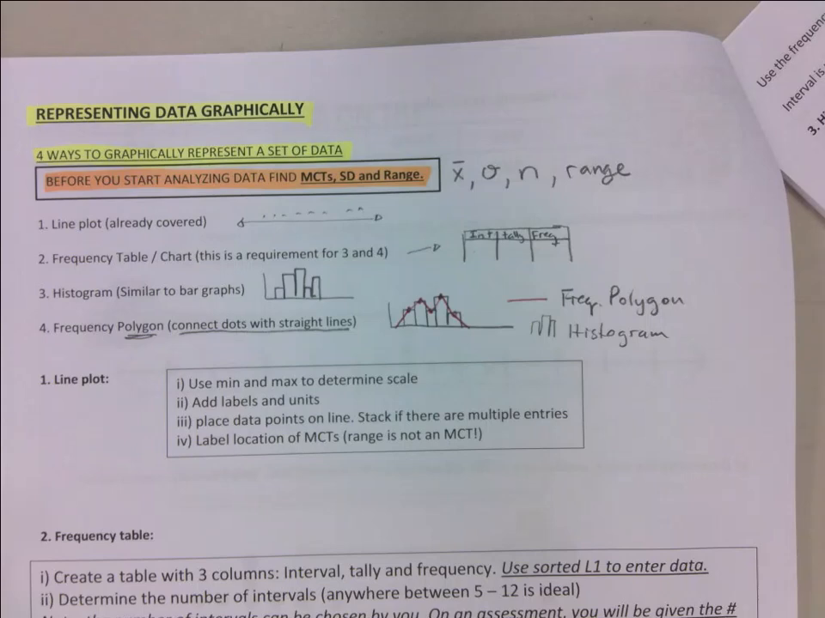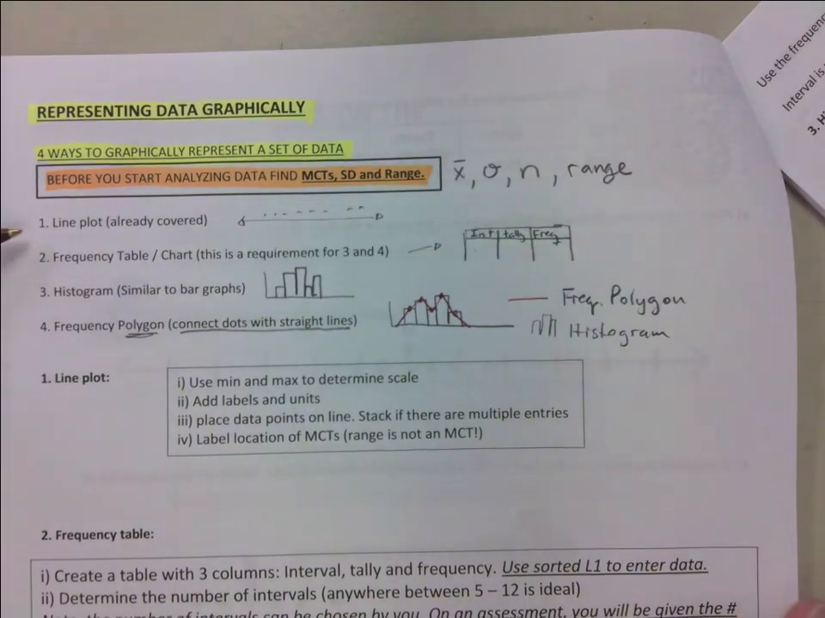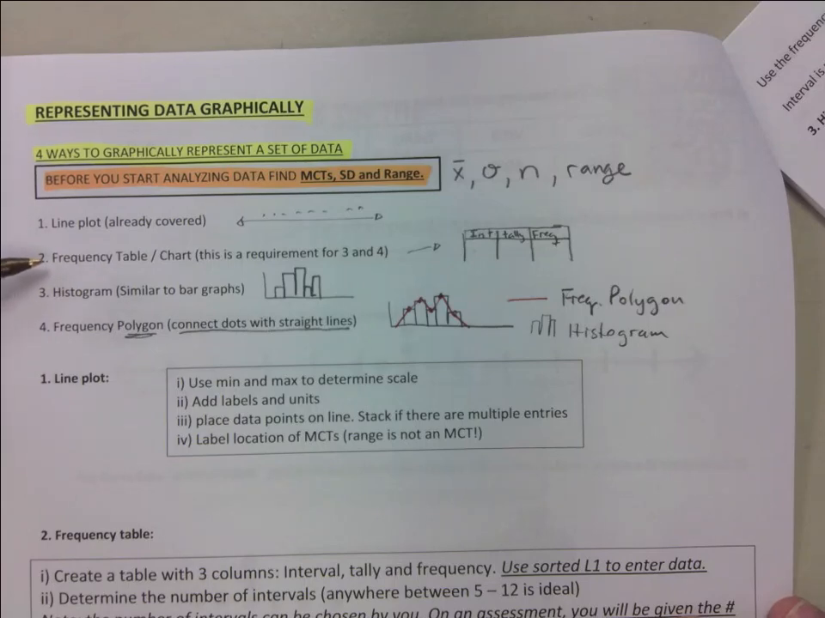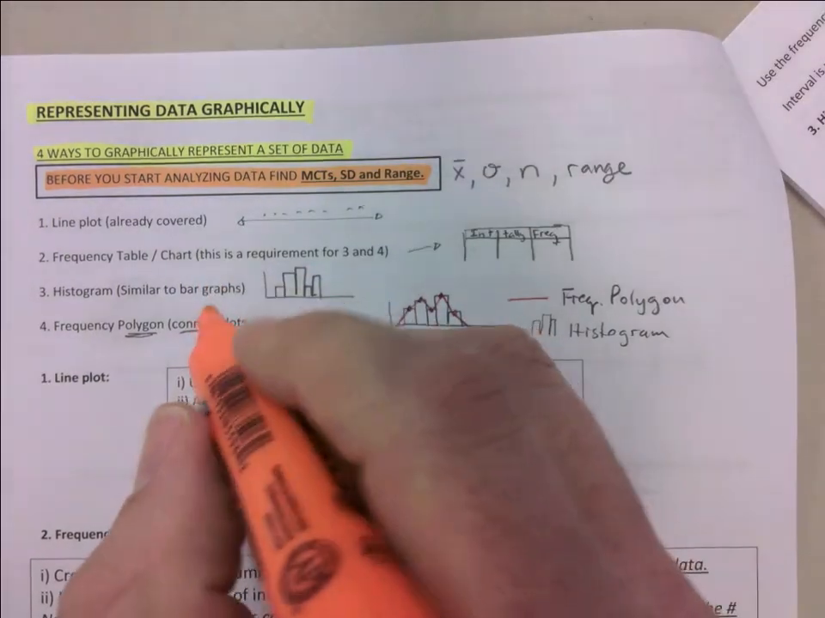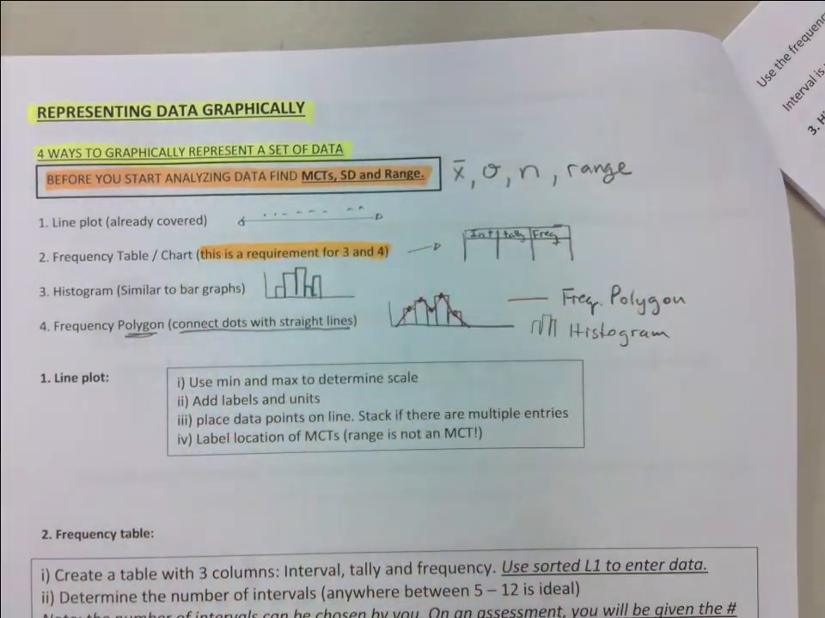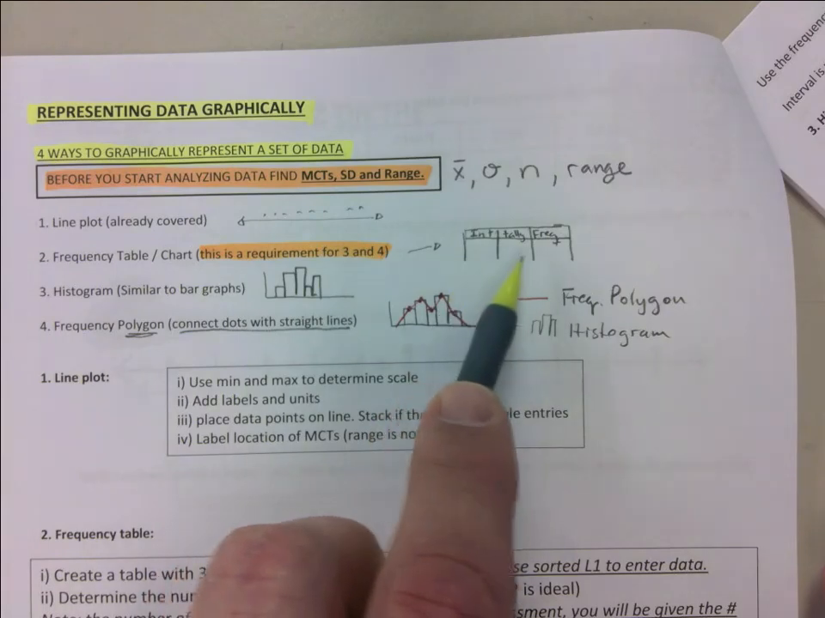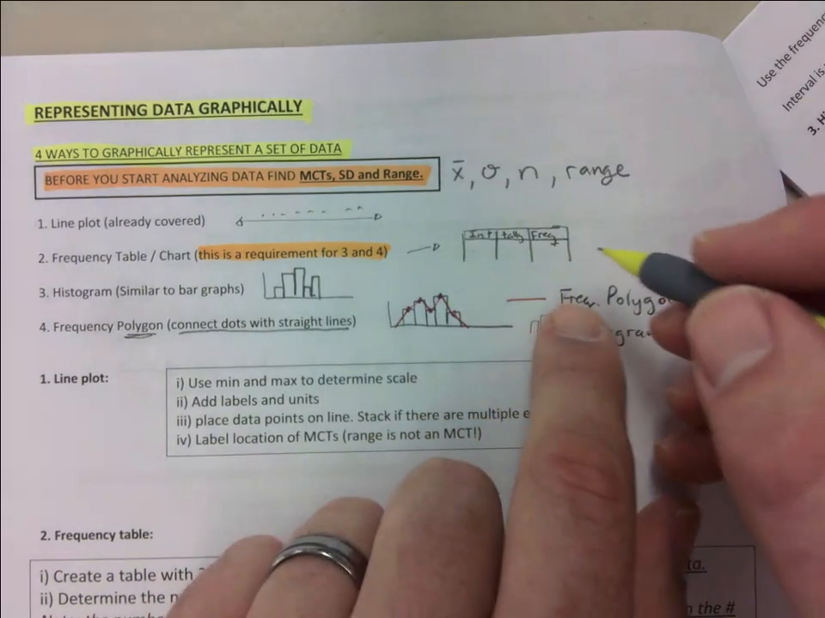I will actually say this, maybe you can think of it as really 3 ways to represent this graphically: a line plot and a frequency table. You need a frequency table to create these 2, right? This is a requirement for steps 3 and 4, so I will also highlight that part. I'll repeat: a line plot can be done individually. You don't need a table, nothing like that. Frequency table, you will make it, and you will basically organize data.